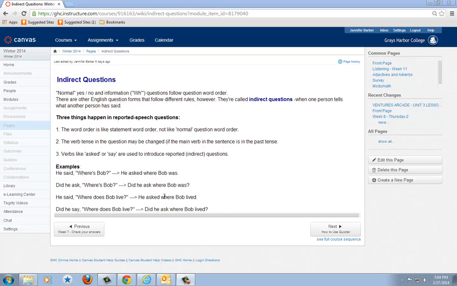So notice with indirect questions, sometimes it's a sentence like this, and we have a period because we're telling someone, he asked where Bob was. We're giving information. Sometimes it's a question, so we sort of have a question inside of a question. Did he ask where Bob was?